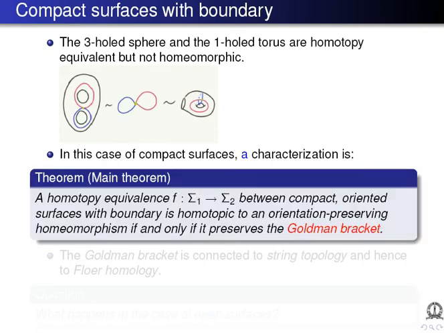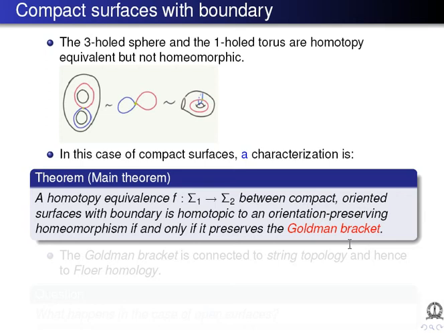A homotopy equivalence between compact oriented surfaces with boundary is homotopic to an orientation preserving homeomorphism if and only if it preserves the Goldman bracket. I haven't told you what the Goldman bracket is. That is what I'm advertising here. But it's a nice algebraic structure, and the statement is ideal. It says that if you look at a homotopy equivalence, it preserves this algebraic structure exactly when it's a homeomorphism. So it completely characterizes it.